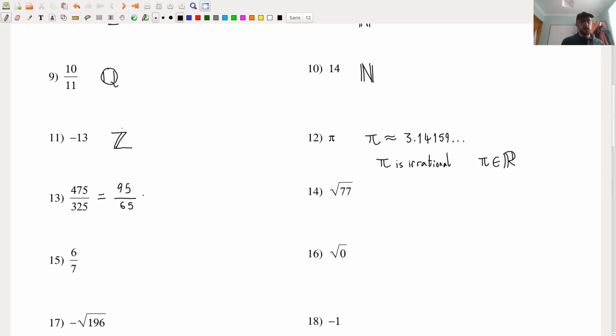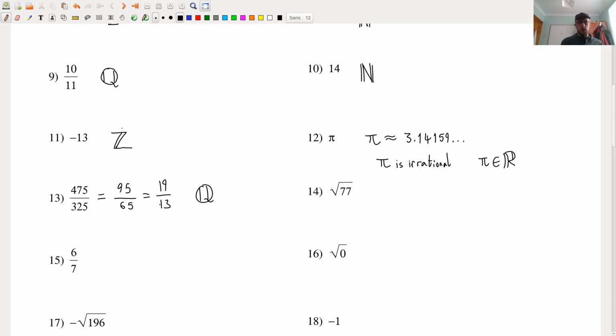And look at that, I can divide by 5 again. Okay. 95 doubled is 190. 190 divided by 10 is 19. 65 doubled is 130. 130 divided by 10 is 13. And so we find out that this is a rational number. A rational number.